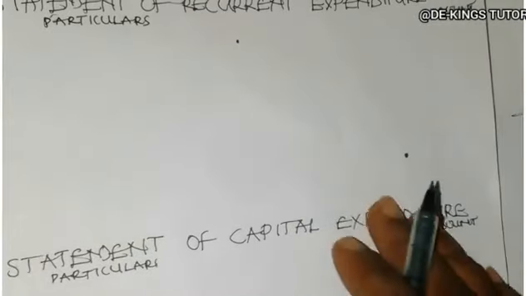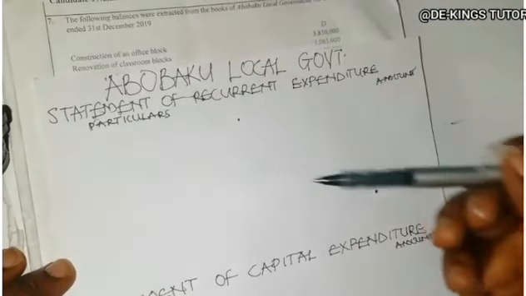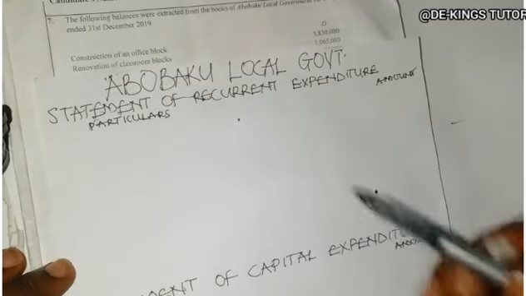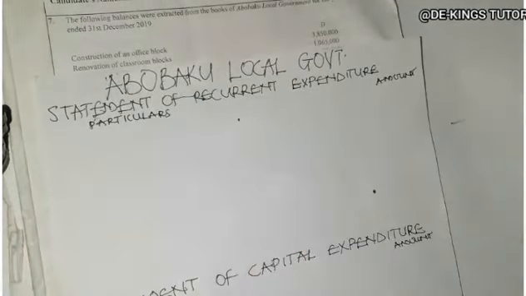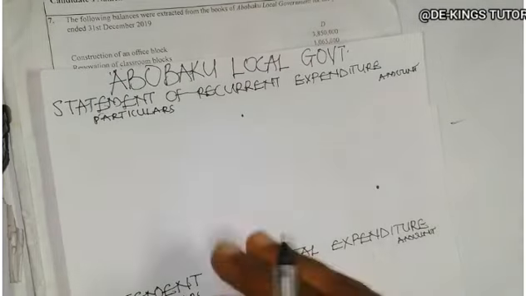Okay, now solving this question, we'll have something like this. For the three accounts, they are recurrent, capital, and revenue. Now, what is recurrent expenditure? These are expenditures that reoccur frequently, what you do frequently. While capital expenditures are mostly once in a while. While the revenue is what they receive. So we're going to post them as they occur.